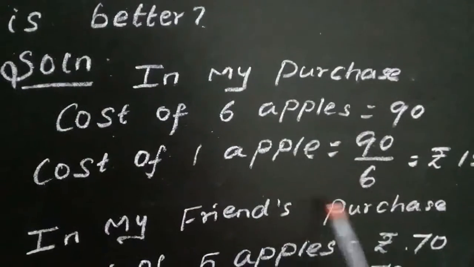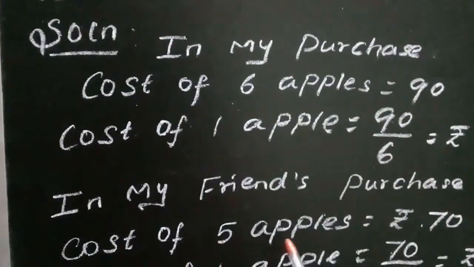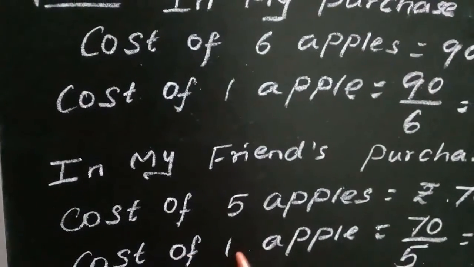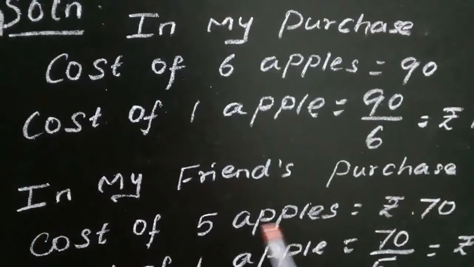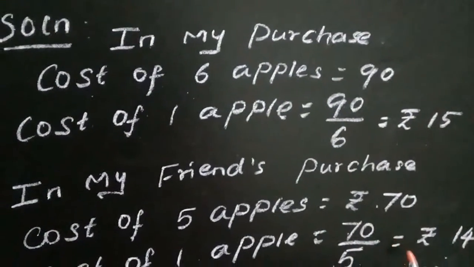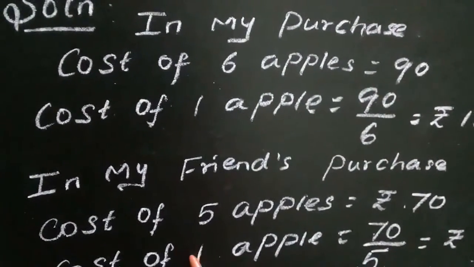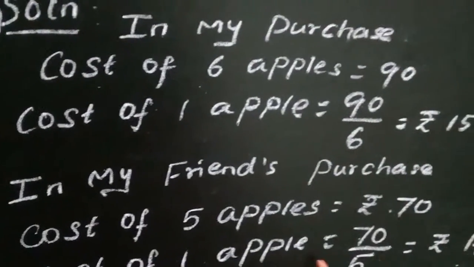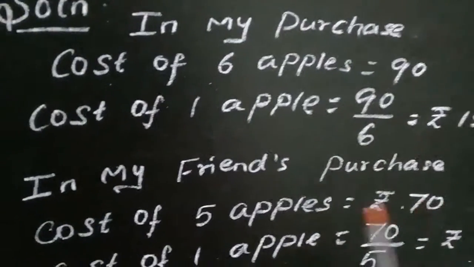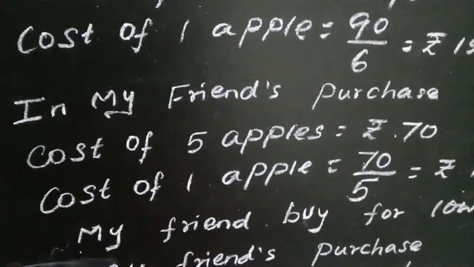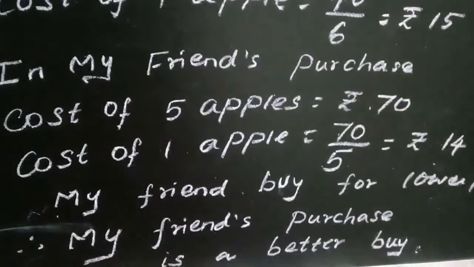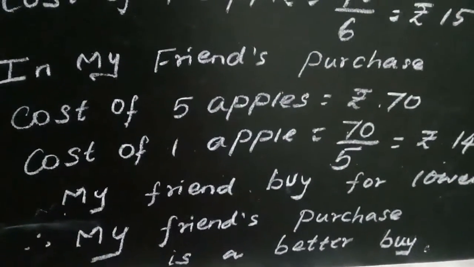In my friend's purchase, the cost of 5 apples is rupees 70. We have to find the cost of 1 apple. So 70 divided by 5. So in the 5 table, 70 how many times? 14 times only. So in my friend's purchase the cost of 1 apple equals 14 rupees. So which one is lower amount? My friend's purchase is lower. My friend bought at a lower price. Therefore my friend's purchase is better.